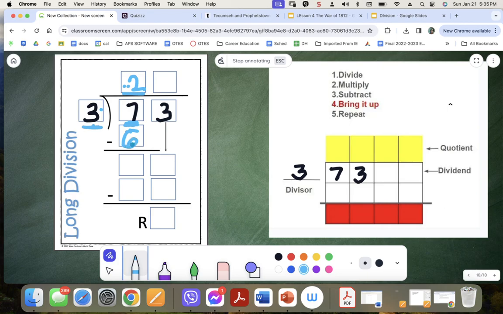And after you multiply, the next step, we already have the sign here, is we're going to subtract. We're going to subtract 7 minus 6. 7 minus 6 is 1. And because we have another number up here, we are going ahead and bring that down, as the arrow suggested. Now we have 13.